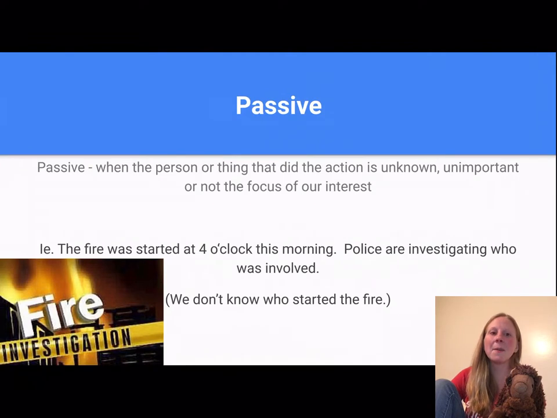So first, passive. Remember, we use passive voice when the person or thing that did an action is unknown, unimportant, or just not the focus of our interest. An example of this would be maybe with an investigation. So let's look at this example. The fire was started at 4 o'clock this morning. Police are investigating who was involved. So we don't know who started the fire. We just know that there was a fire and that police are investigating. They're looking for the person.